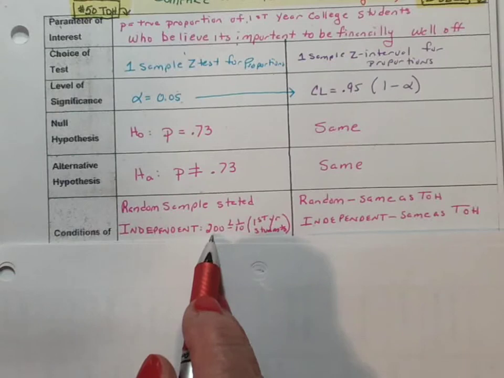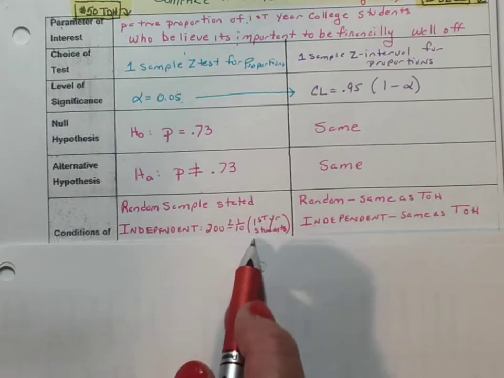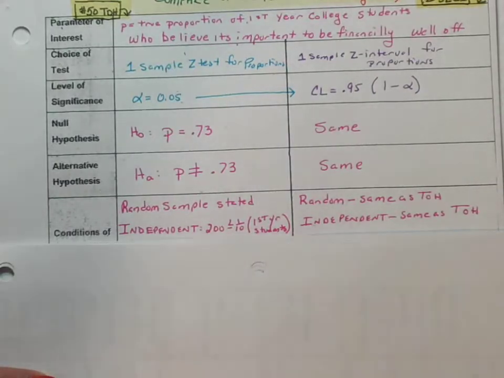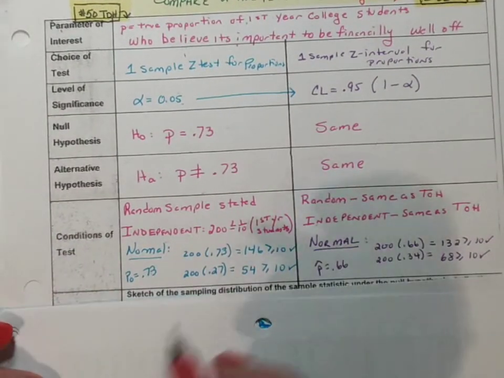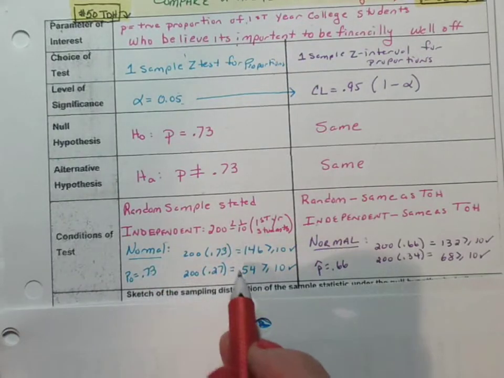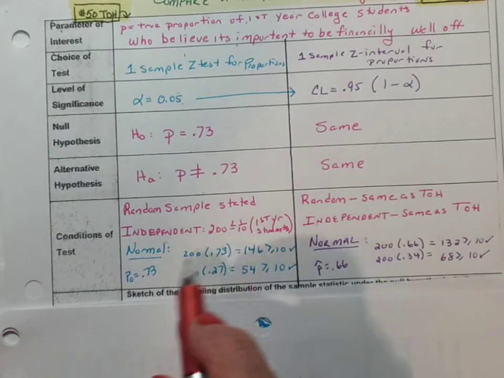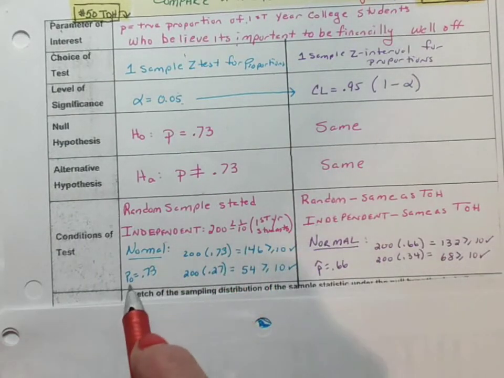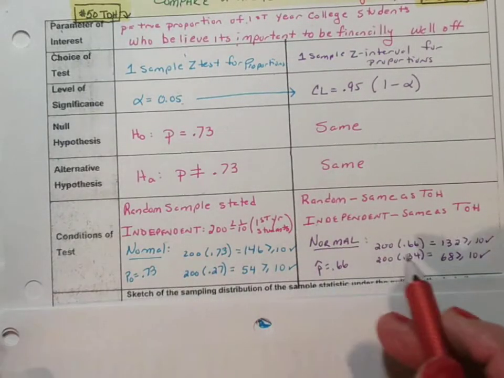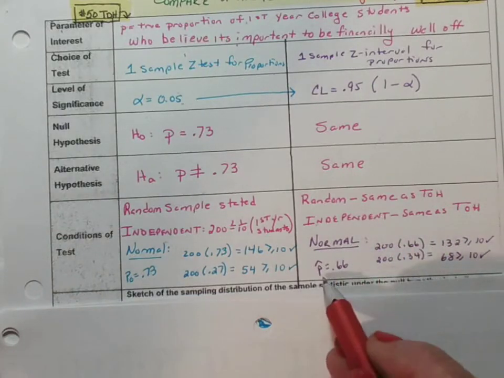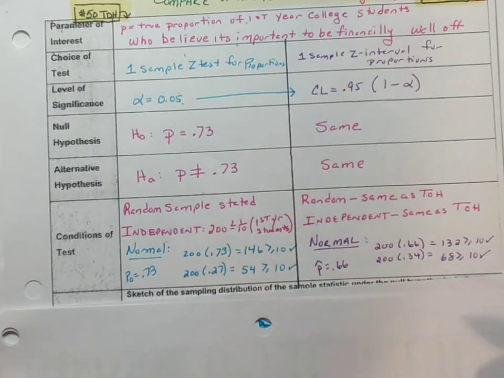Our sample is 200, and that is obviously going to be less than 1/10 of all first-year college students. Where it is different is the normal condition. For the test of hypothesis, we're going to find successes and failures based on the null hypothesis p0, 0.73. And for the confidence interval, we're going to base it on p hat, which is 0.66.